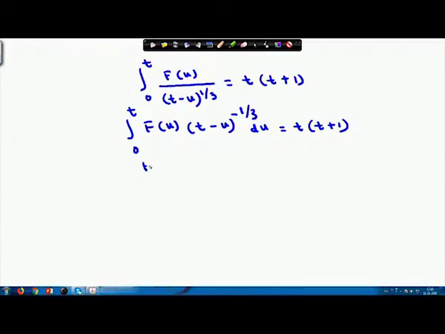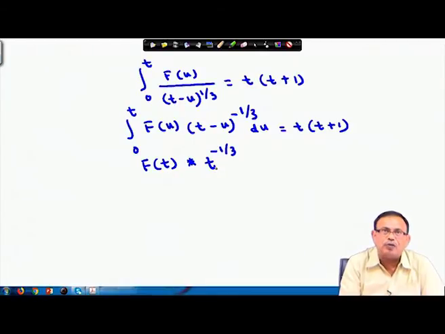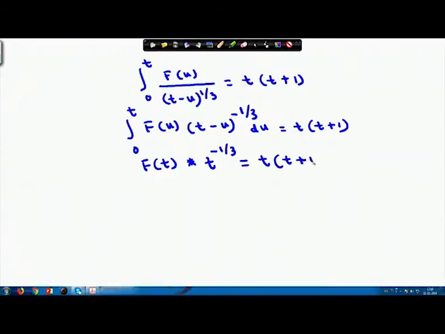So, this will be f(t) convolution t^(−1/3); here you have the function t to the power minus 1/3. It is basically the convolution of the two functions f(t) and t^(−1/3), which we can write as ∫₀ᵗ f(u)(t−u)^(−1/3) du, and this equals t(t+1).